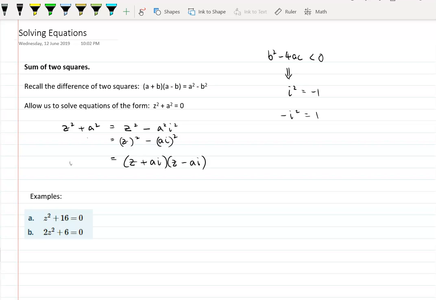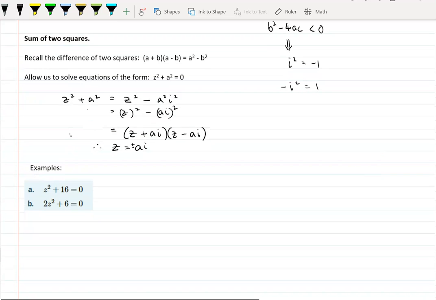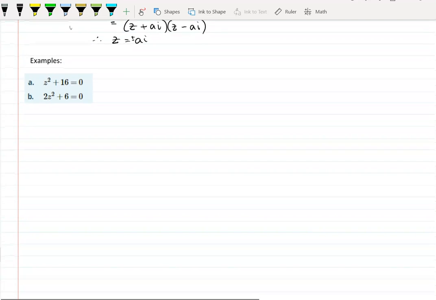And therefore we can find the roots. If we let that equation equal 0, then z is equal to plus or minus ai, and that would be our roots. So let's have a look at some numerical examples.